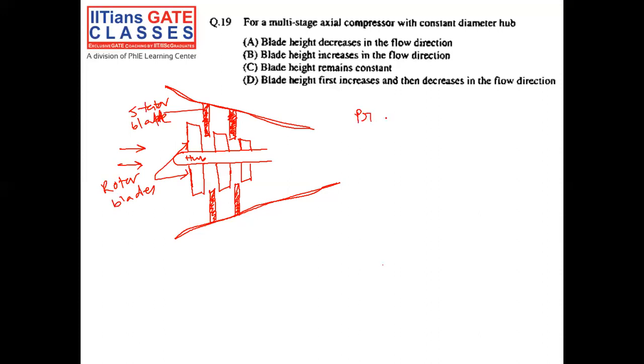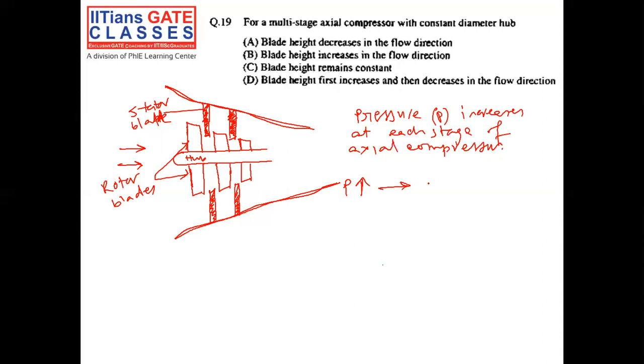So pressure increases at each stage of the axial compressor. And since the pressure is increasing, the velocity will decrease. But in an axial compressor, it is important to keep the flow velocity constant. So for that, we need to make the area convergent so that this velocity can be kept constant. So since pressure is increasing at every stage, velocity will decrease.